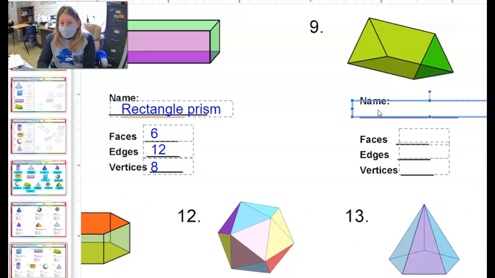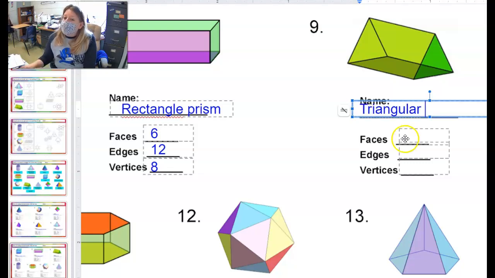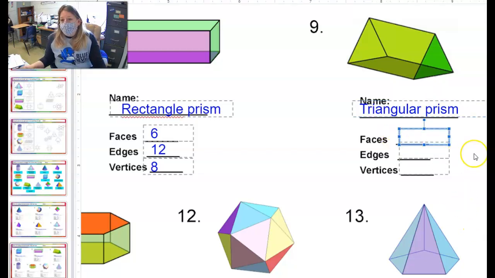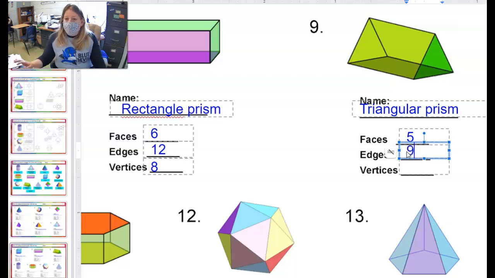Number 9, we have the container of Toblerone. Have you ever seen those long chocolate bars that are shaped like triangles? Triangular. Is it a pyramid or a prism? Prism. It doesn't come to a point. It would stand up like a box. 5 faces, 9 edges and 6 vertices.